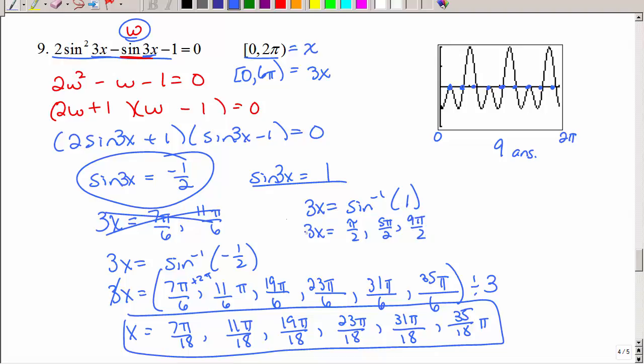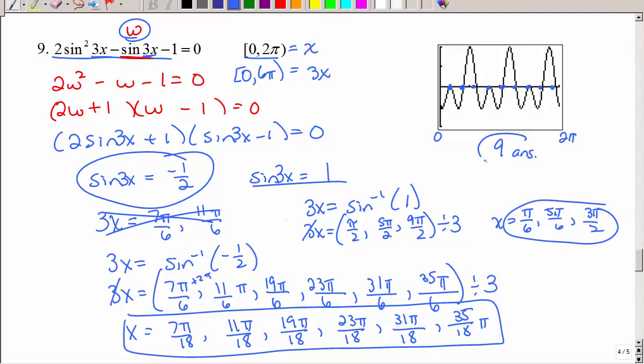And then what do we have to do? We have to divide by 3. So I'm going to get pi over 6, 5 pi over 6, and then I'd get 9 pi over 6, but I'd want to reduce that to 3 pi over 2. So that's 3 answers, 6 answers. That gives me 9 answers. All of those answers are between 0 and 2 pi.